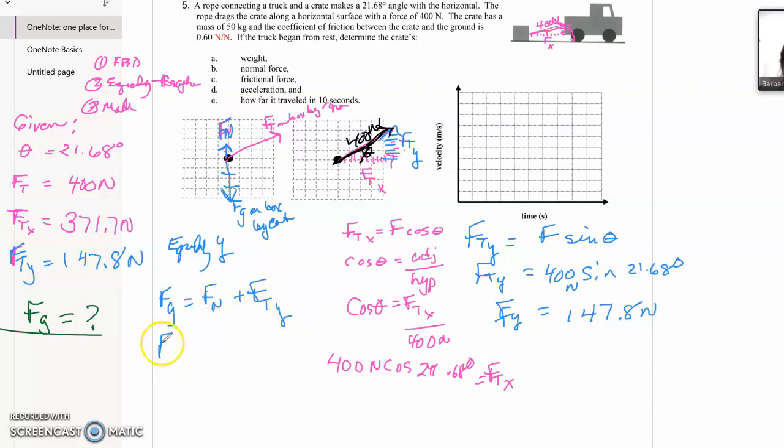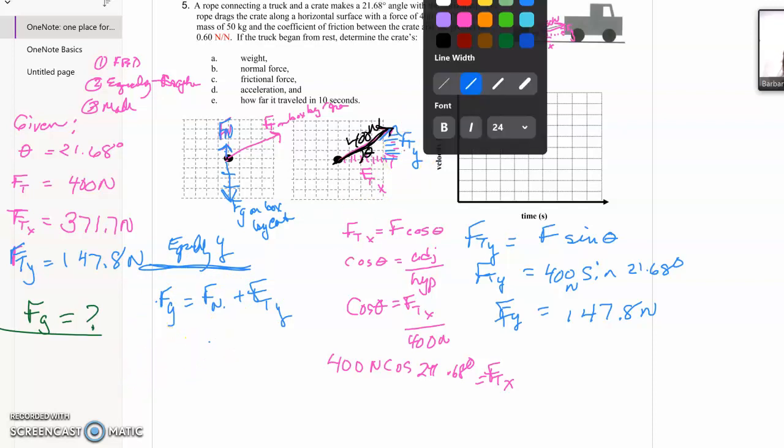Okay, so we say FG equals, so what we want is we want to say that there is no F net, so the equality in the Y is that FG equals these two, right? So that's enough for right there.